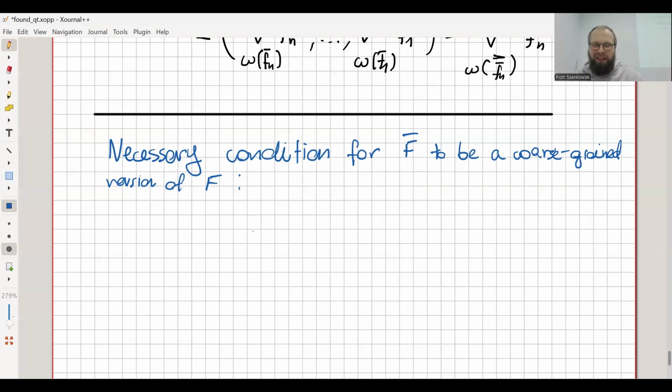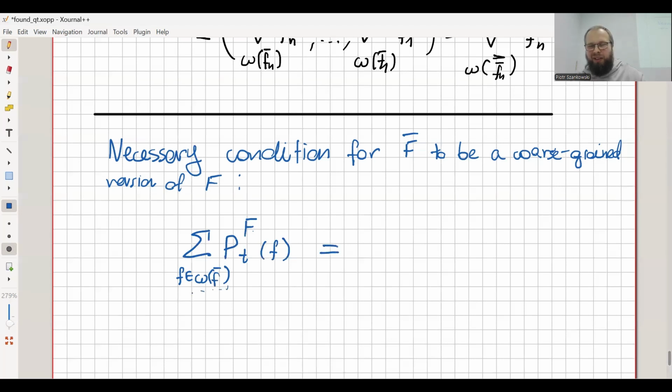So the necessary condition will look in the following way: you take single-time probabilities where you measure with the fine-grained device F, right? You get some result F, and now you sum over F's belonging to omega F bar, okay?